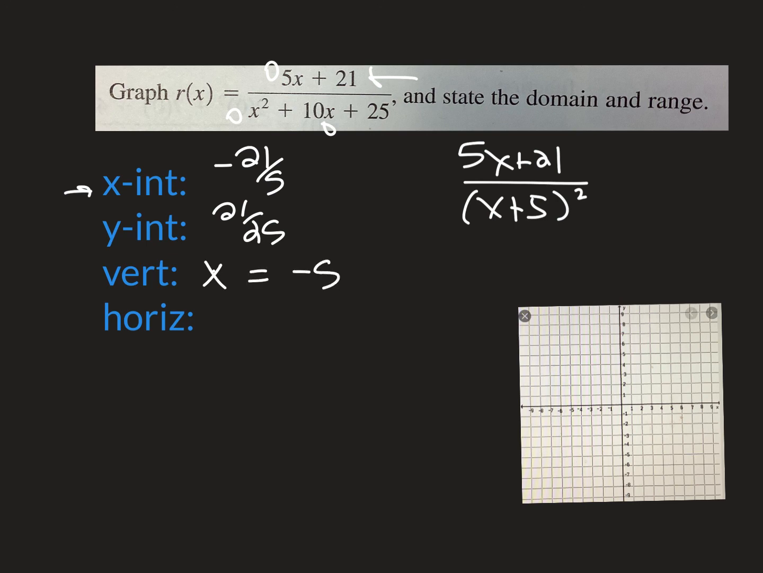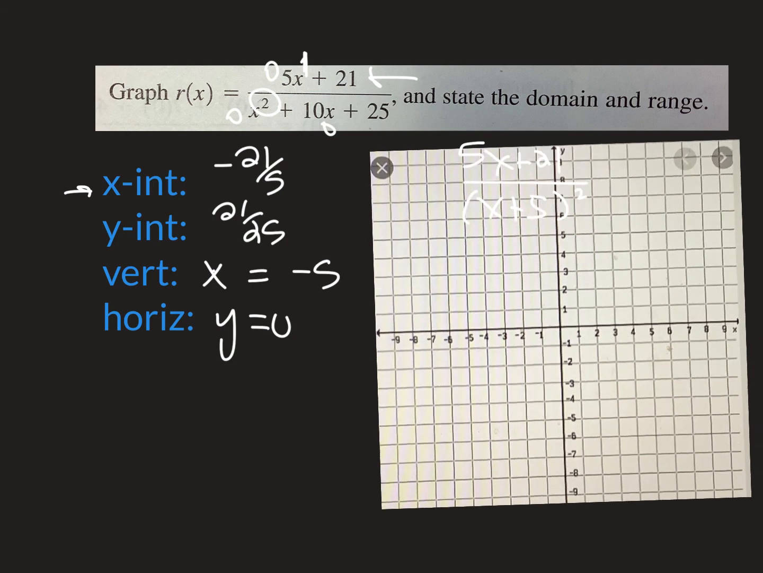So don't forget your x equals -5. Your horizontal asymptote, I'm looking for the degrees. The degree on the top is 1. The degree on the bottom is 2. Because the degree on the bottom is bigger, that means the horizontal asymptote is y equals 0. Okay, so we use all that info.